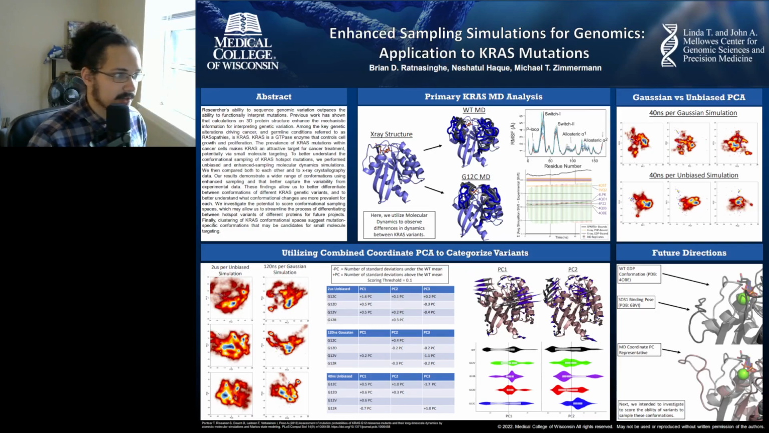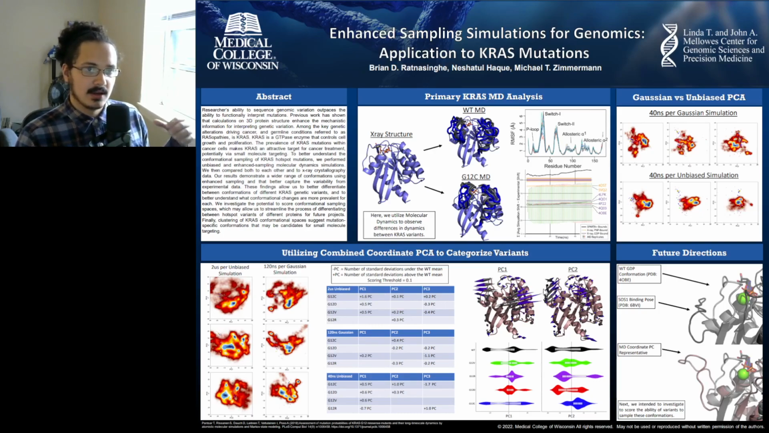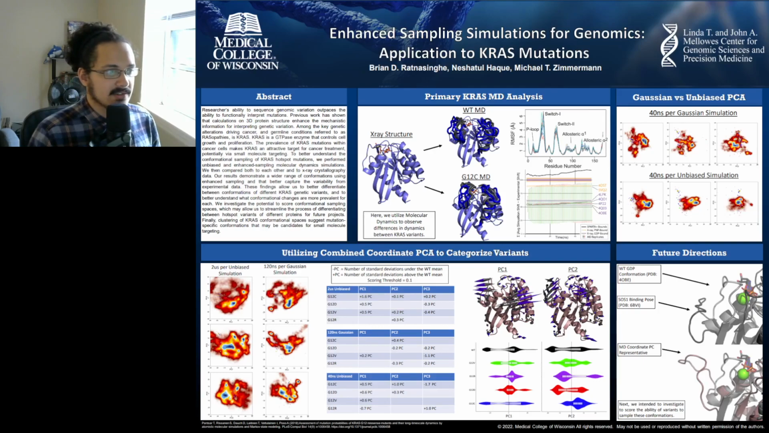Here's a rendering of what the different PCs mean. So PC1 is a very lateral movement of switch 1 as well as switch 2. And then PC2 actually represents switch 1 moving downwards instead of away from the core of the protein, whereas switch 2 here has an interesting twisting motion.